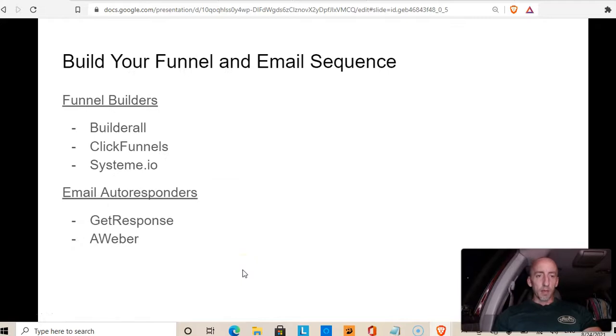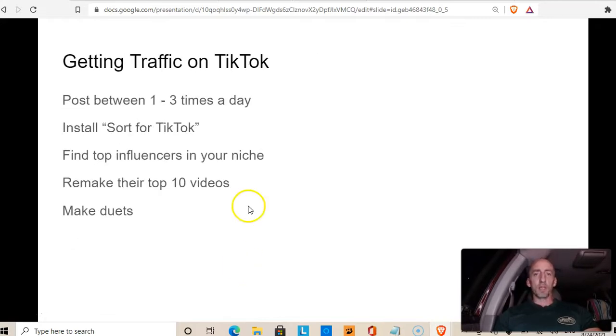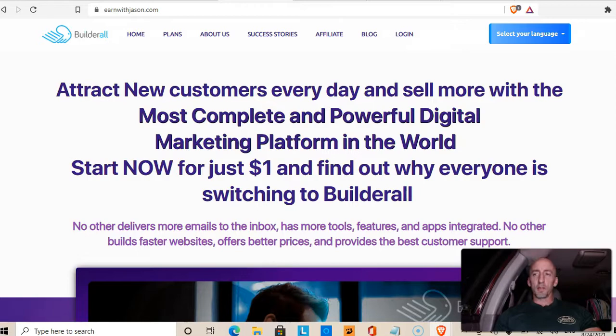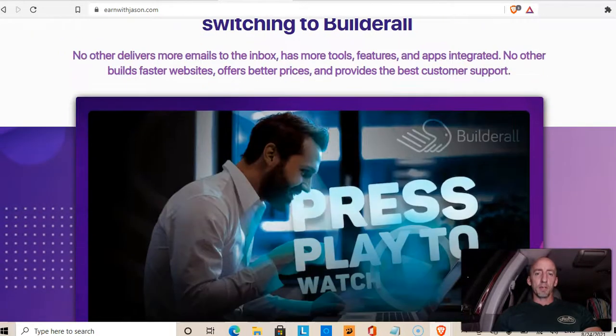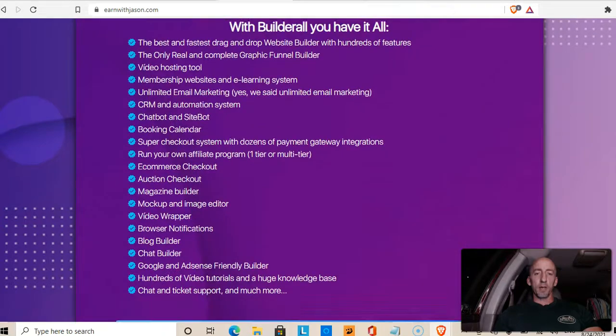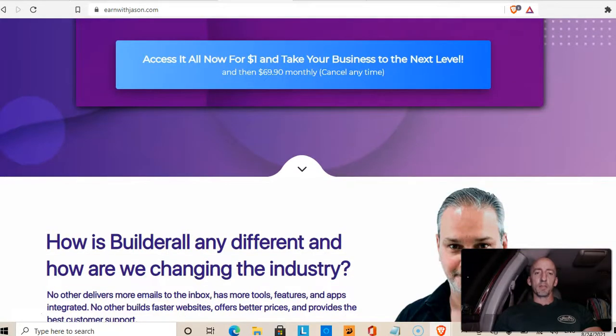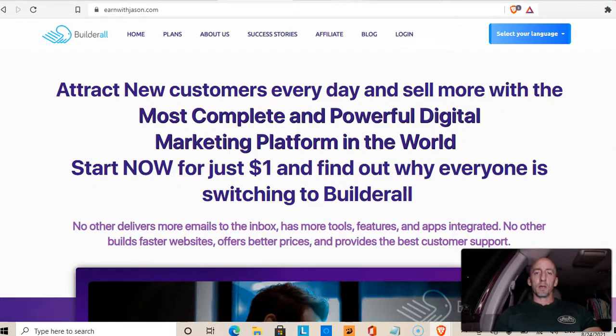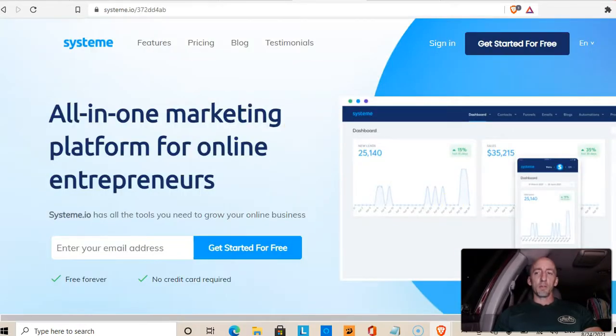Okay, so the next step is, once you get your system set up, well, actually, let me go over here to Builderall. This is the look at Builderall. That's what I'm talking about, right? This is the Builderall website. And here's System.io. This is the one you can get started for free. Not too familiar with it, but it's still a good place for beginners to start with a low price point barrier to entry.